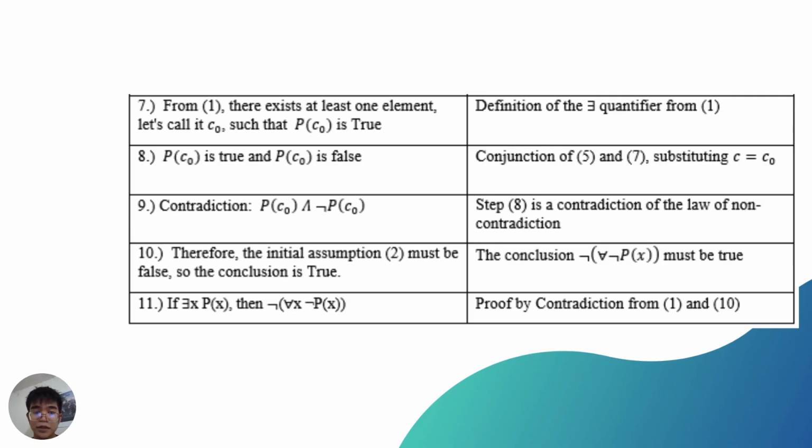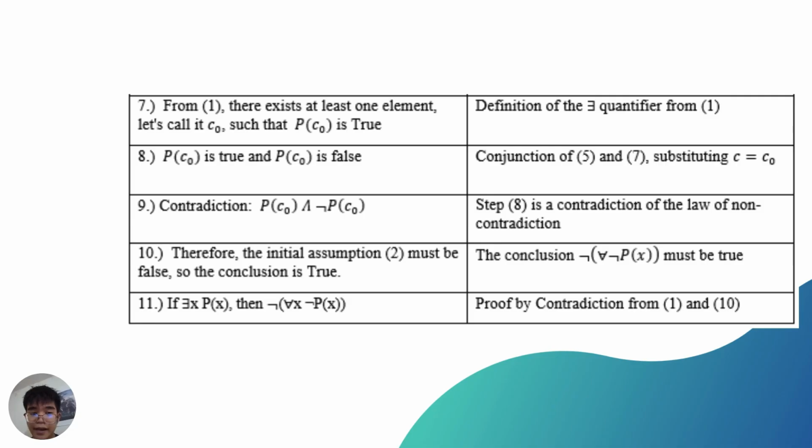Now in statement number 9, which is contradiction, p of c sub 0 and not p of c sub 0. Now in step 9, step 8 states that a single proposition p of c sub 0 is both true and false at the same time. This is a logical contradiction, truth and false. As you can see in the reason, step 8 is a contradiction of the law of non-contradiction.